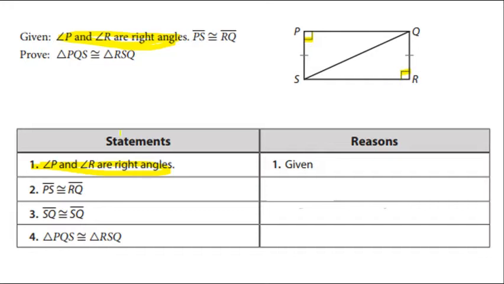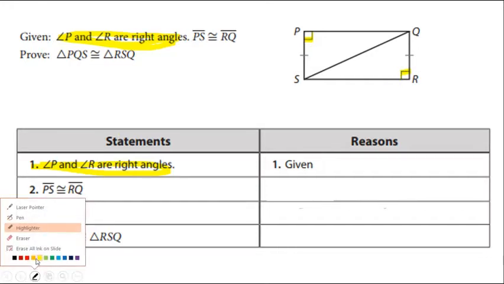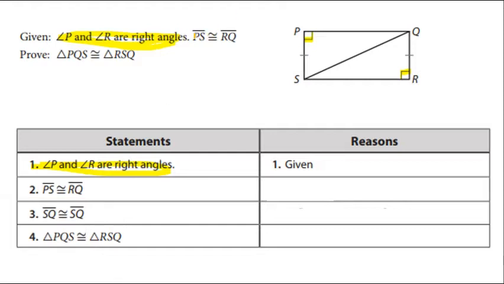Okay. Next thing they say is that side PS and RQ are congruent to each other. So it's already marked for you, side PS and QR. Those are congruent to each other. So again, I'll put that as step 2 in my statement. And the reason for that, it's also given.